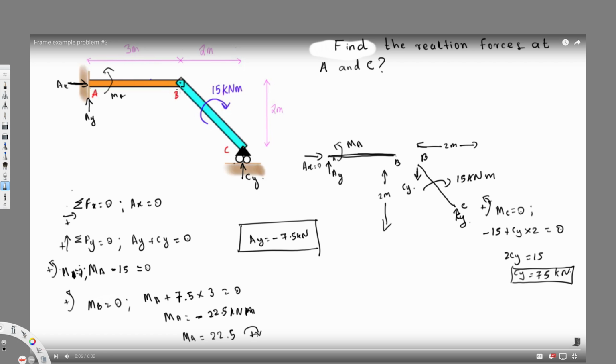So this means this is acting clockwise, so we can say Ma is equal to 22.5 clockwise, right? Clockwise, you can state in two different ways. So this is my final answer. The main question is finding Ax, Ay. Ax is 0, Ay is minus 7.5, Cy is 7.5. That's what they are asking. So we have found everything.